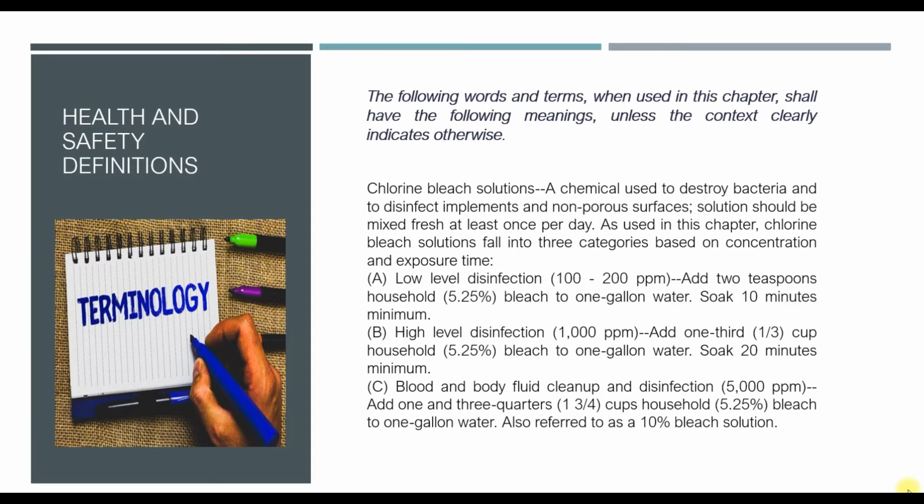A. Low-level disinfection, 100 to 200 parts per million. Add 2 teaspoons household, 5.25%, bleach to 1 gallon water. Soak 10 minutes minimum.